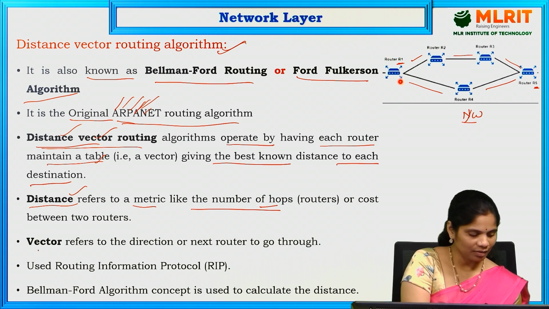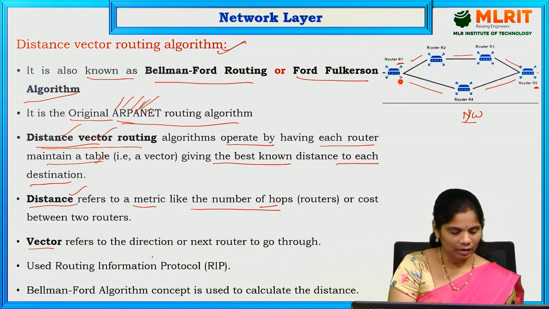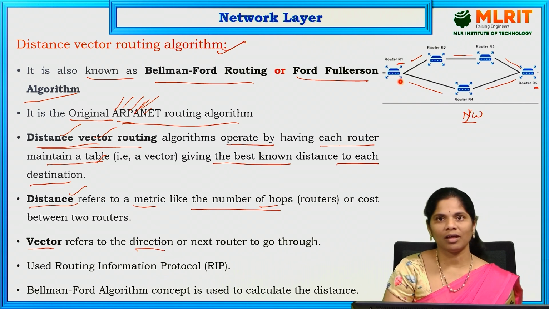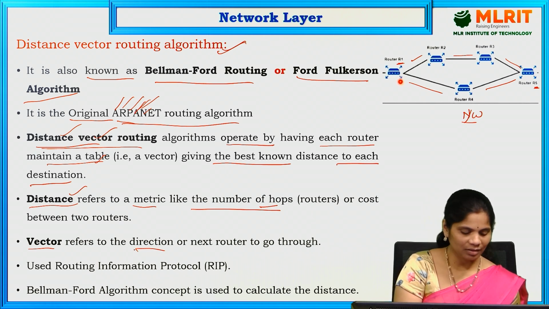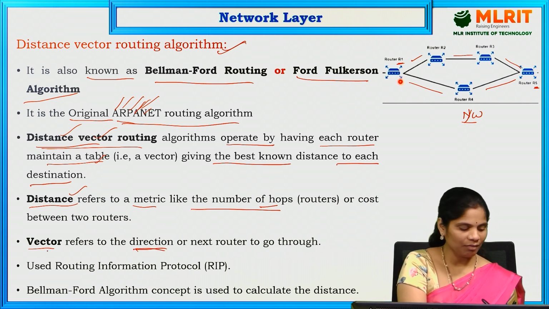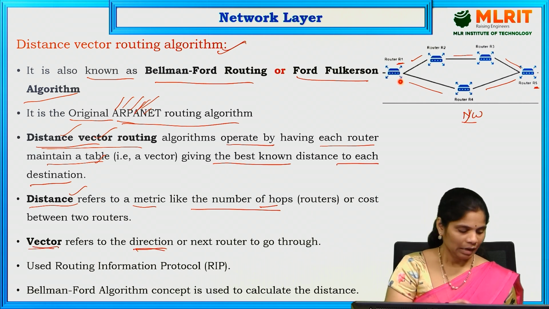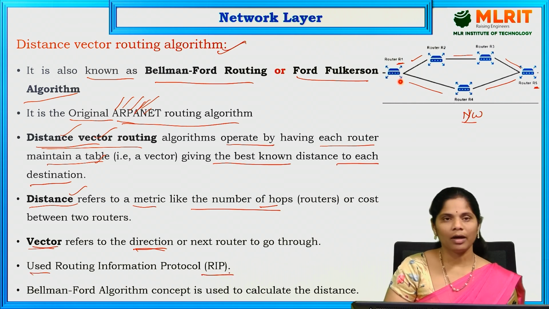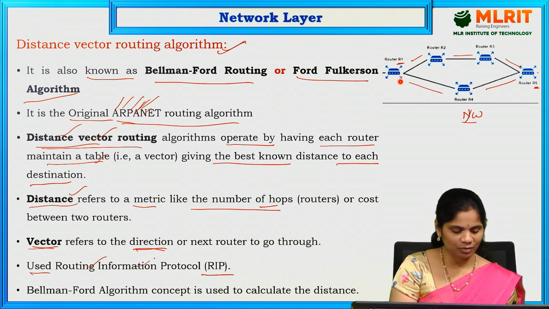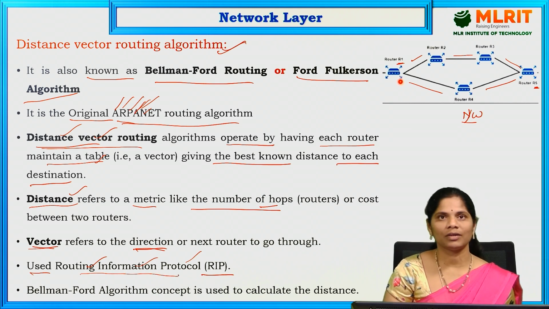Next is the vector. Vector is the direction: in which direction it has to go. What is the next router? Which one has the best distance? That is the direction it has to follow. That is the vector, so that is distance vector. It can use RIP. RIP is nothing but Routing Information Protocol. This protocol is used in the distance vector routing algorithm.